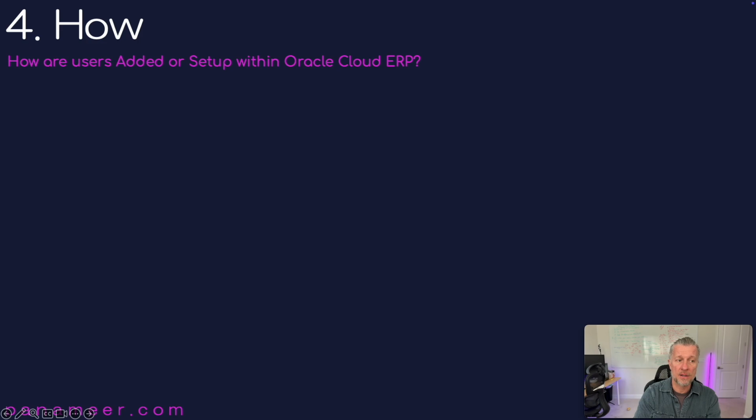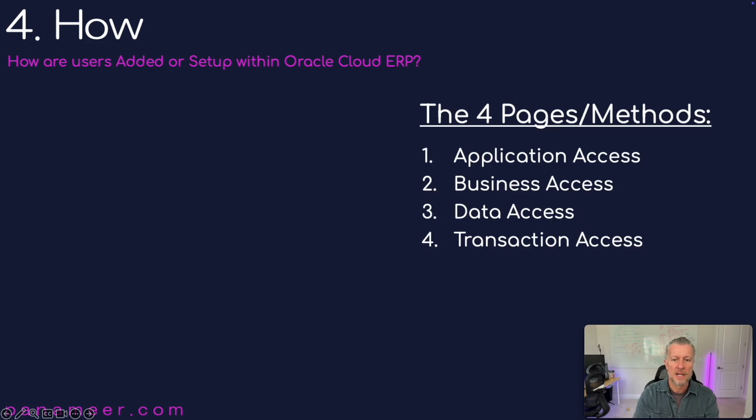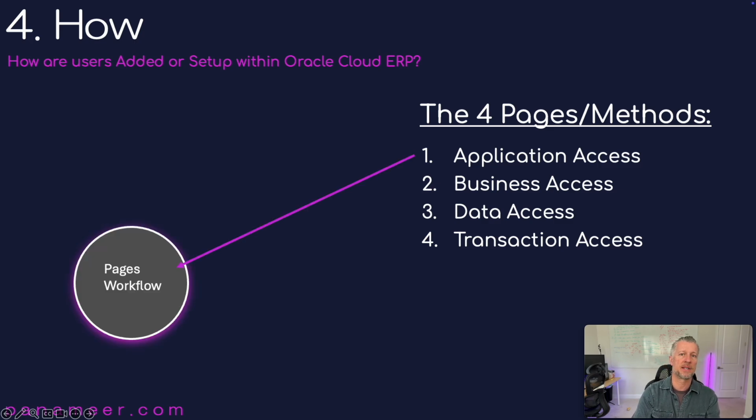How are users added or set up within Oracle Cloud? So this is kind of the meat of the different, let's call them kind of concentric circles, if you will. Let's use 4 pages or methods based on the access. So first, let's talk application access. So this is the core Oracle Cloud user. You have to set them up. You give them access to pages through roles. Roles also work with workflow and more.